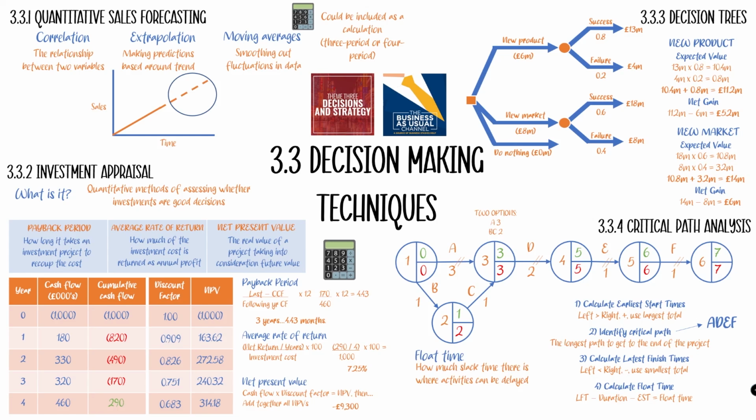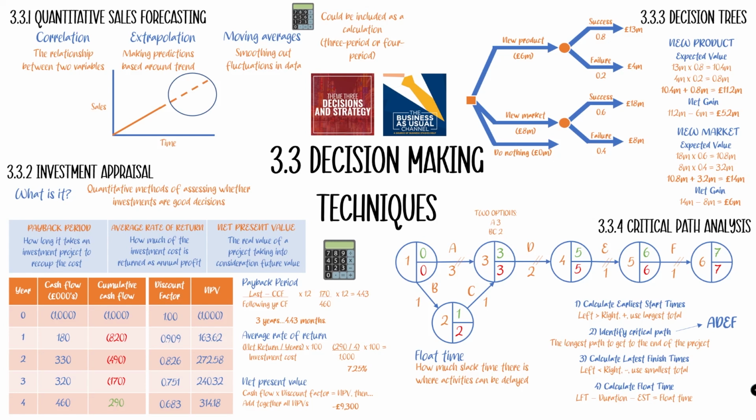The float time is basically the slack time there is for an activity that can be delayed. All of the activities on the critical path, we've already established they can't be delayed, so there's no float time. You can do this calculation, and the answer would just be 0. The calculation is in the bottom right corner there: the latest finish time for that activity, minus the duration of that activity, minus the earliest start time for that activity. The key thing here is you need to take the finish time from the end of that activity, and then the start time from the start of that activity.